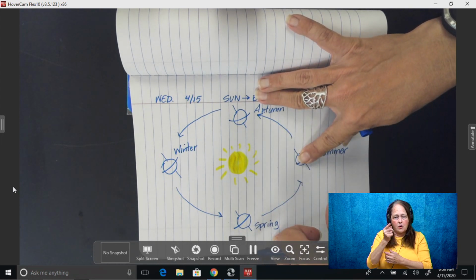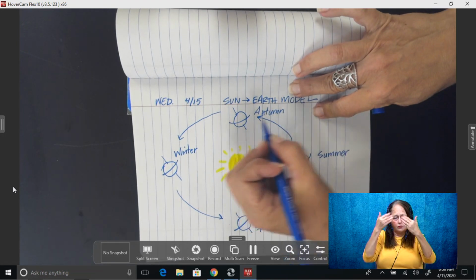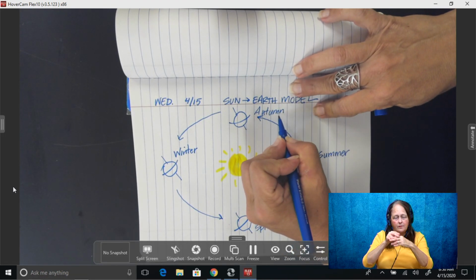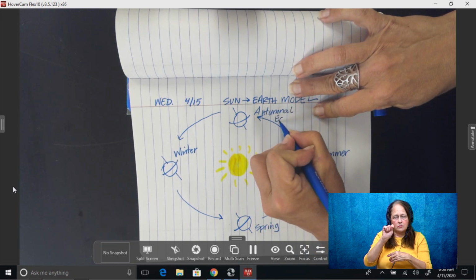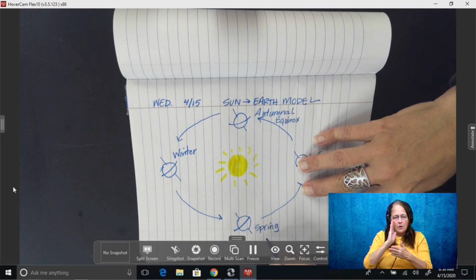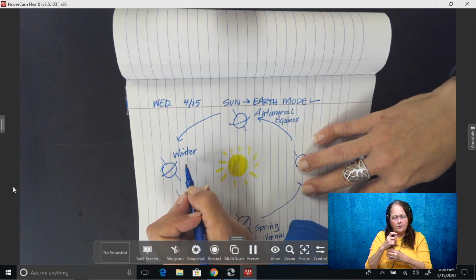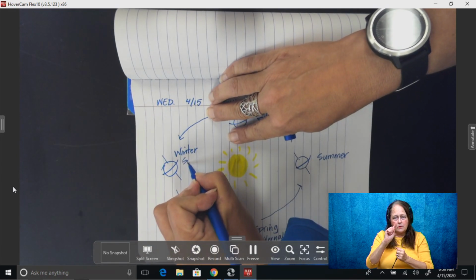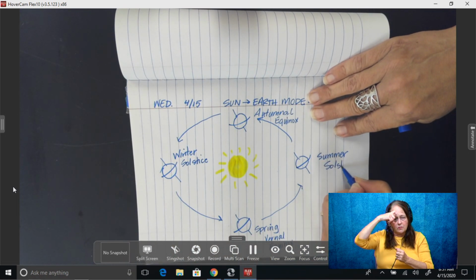Autumn and spring are our equinoxes. These are those days where we have equal amounts of daylight and equal amounts of darkness. So we're going to call this one the autumnal, because we're taking the word autumn and we're going to make it an adjective and call that the autumnal equinox. This is going to be spring, or the vernal equinox. Winter is a solstice. Summer is a solstice.